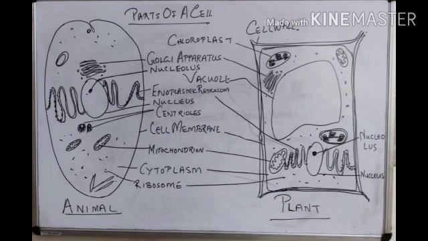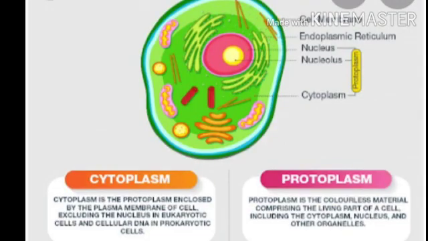The mass of material inside the cell is called protoplasm. It is the living matter. Protoplasm means the first form. It includes the cell membrane and the cytoplasm inside, enclosing the nucleus.